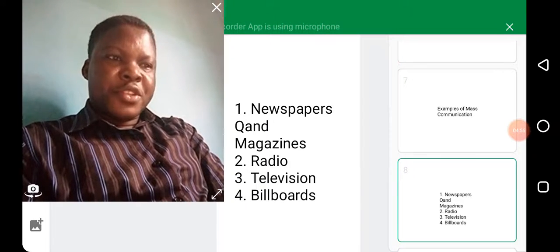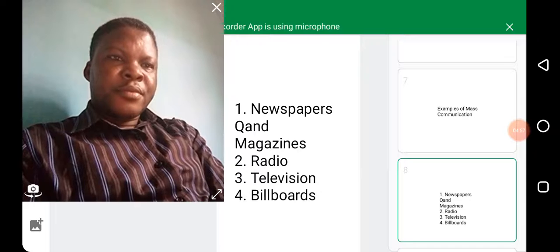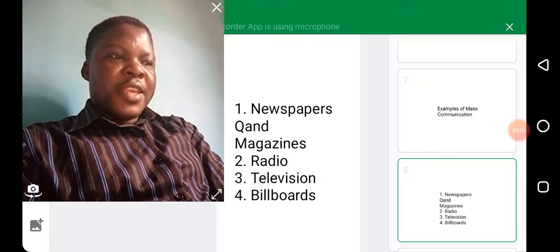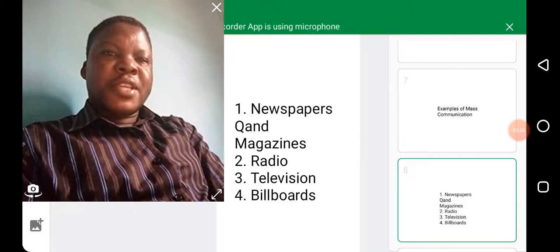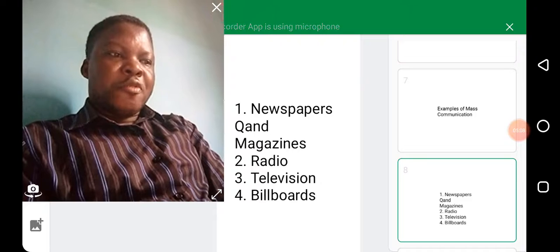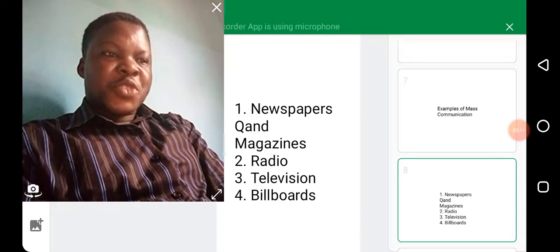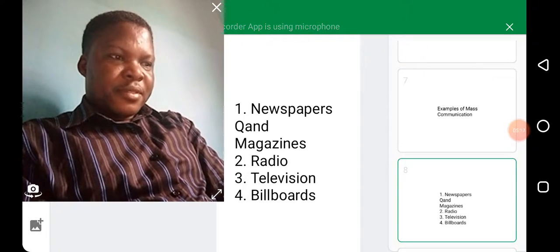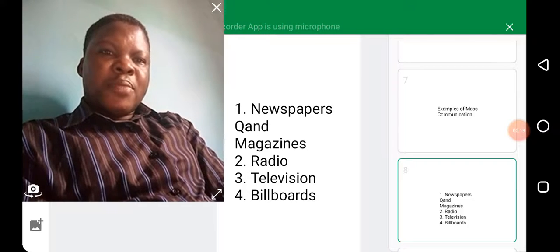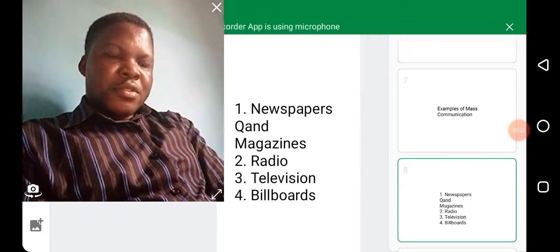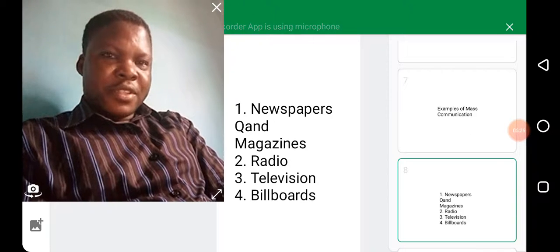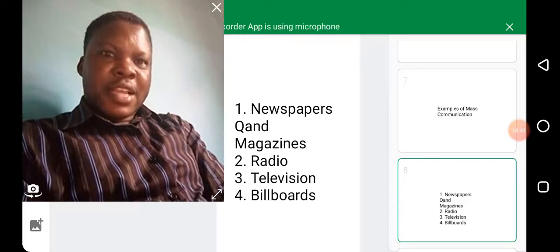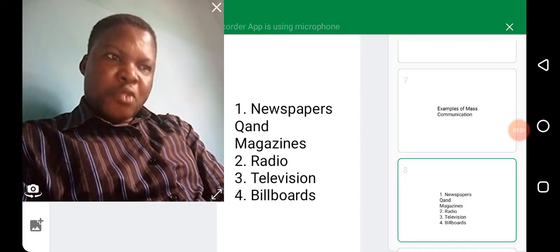Number 2 is radio. The radio is an electronic device which works by using invisible radio waves to transmit information. We listen to the radio for information and news, as well as music. People can also place advertisements on radio to advertise their goods and services, and a large number of people listen to radio at the same time. That is why it is called mass communication.